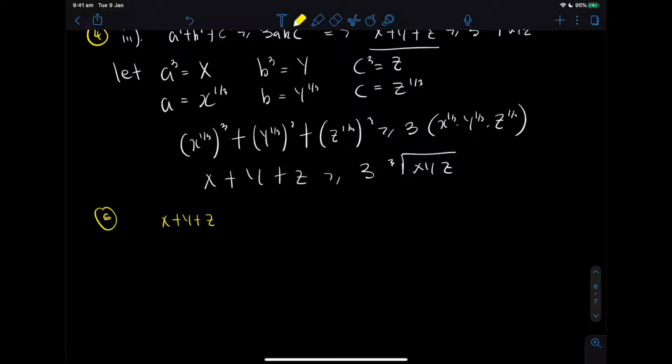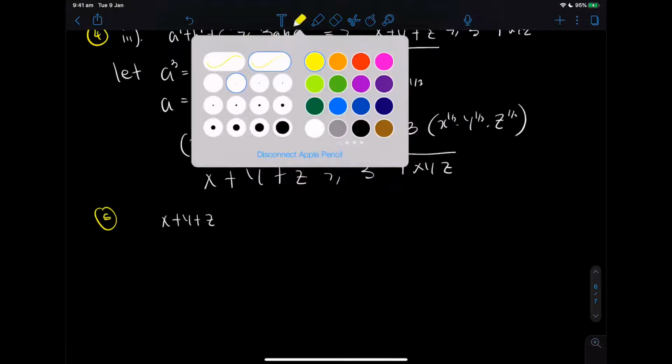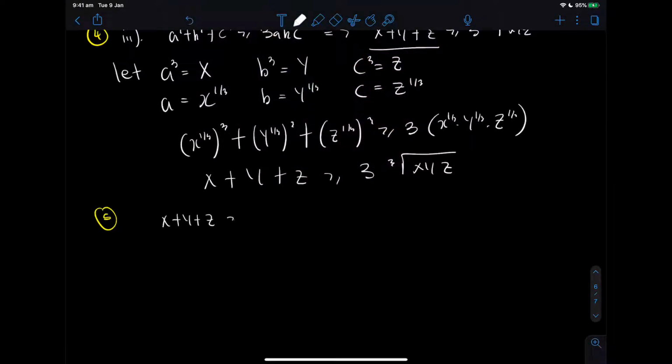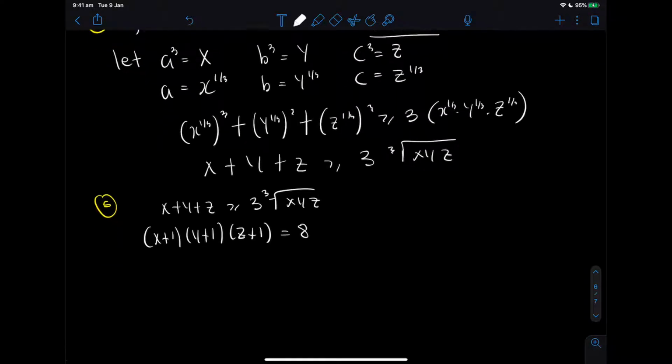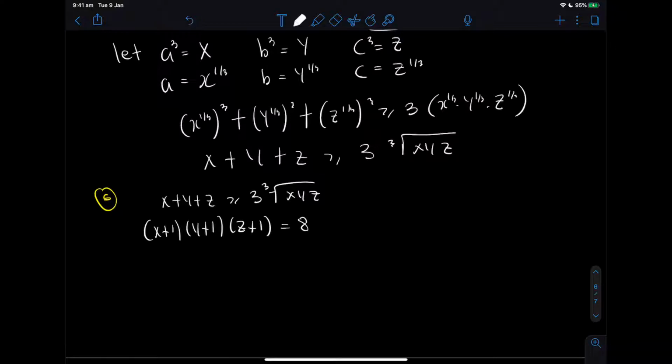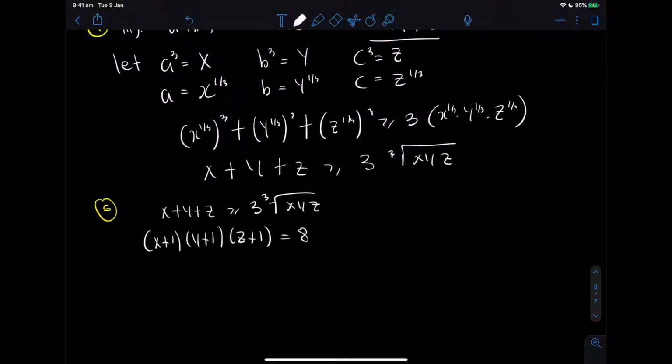So we have x plus y plus z greater than or equal to 3 times the cube root of xyz. And they've given us that (x plus 1)(y plus 1)(z plus 1) is equal to 8. Cool. So again, you will notice that there are some similarities and some differences between what we have and what we need to get.